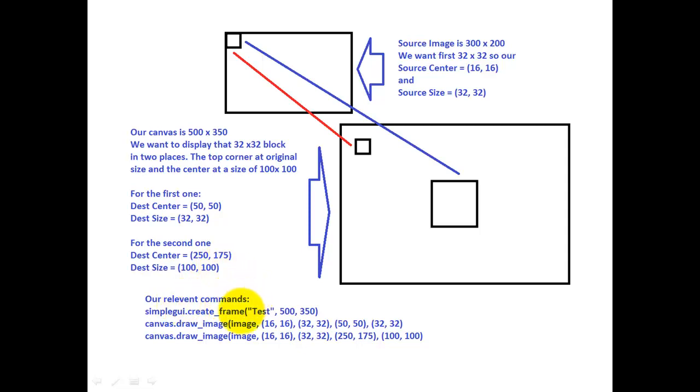So our relevant commands to do this are simple GUI create frame 500 by 350, because that's what we said our canvas would be up here. And we'll draw our first image, which is centered at 16, 16 and 32, 32 as a source, as we have up here. Our destination is going to be at 50, 50 for center, and 32, 32 for the size. The second one is going to have the same source. The only thing that's changing is the destination. We're putting it in the center of the screen, and over here we're putting it at a size of 100 by 100. So hopefully you understand how that part of this works.